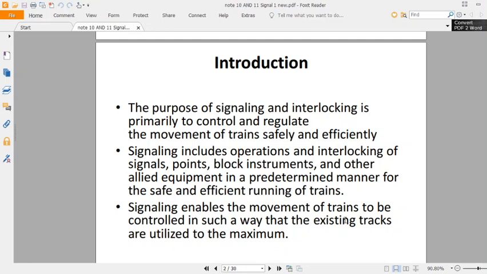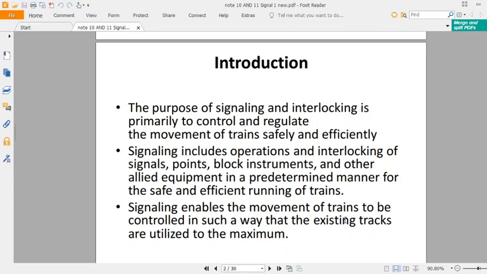Signaling enables the movement of trains to be controlled in such a way that the existing tracks are utilized to the maximum. In fact, in railway terminology, signaling is a medium of communication between the station master or the controller sitting in a remote place in the office and the loco pilot.